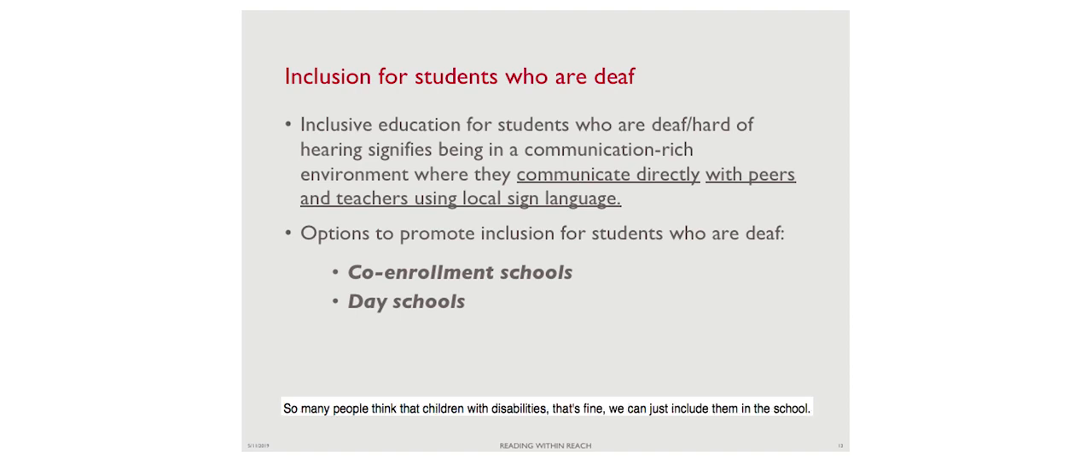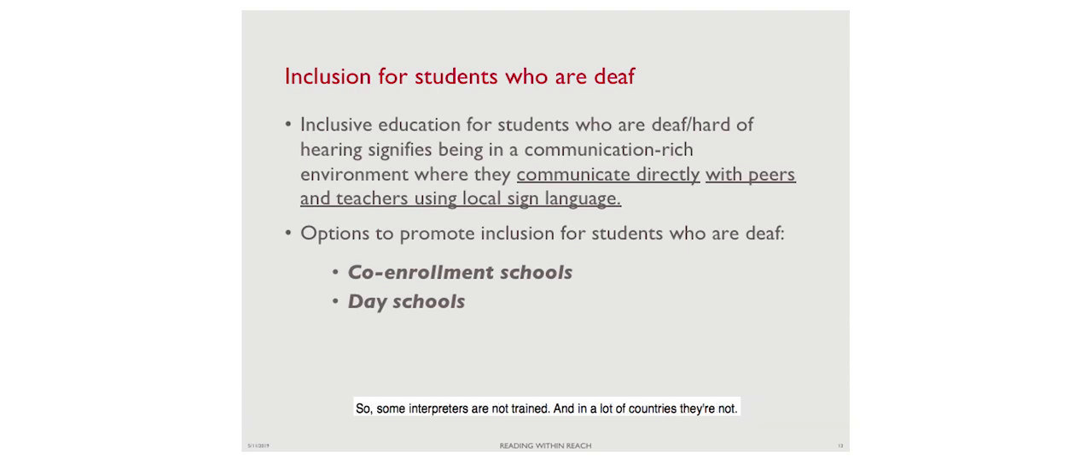So many people think that for children with a disability, that's fine, we can just include them in the school. But for many deaf and hard of hearing children, that's often going to mean that they're going to be alone. Think about how they're experiencing the classroom. They can't directly communicate with the peers around them. They can't communicate with the teachers. All this information is coming through an interpreter, if they're lucky.